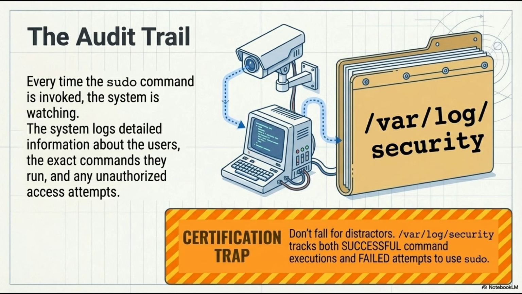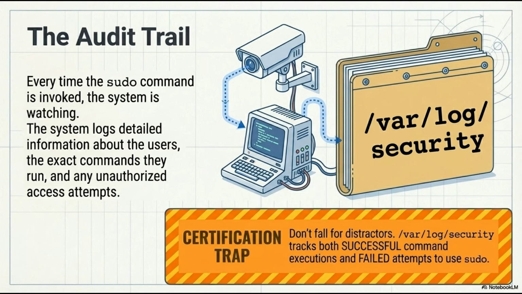Yeah, the trap is assuming that only successful sudo executions are logged. Right. The bouncer at the club doesn't just record who gets in, they record who tries to sneak in and gets rejected. Exactly. That log file heavily tracks failed attempts. If an unauthorized user attempts to prefix a command with sudo, the kernel denies it and writes a high-priority alert to that log. Security systems specifically monitor that file to detect internal privilege escalation attacks.